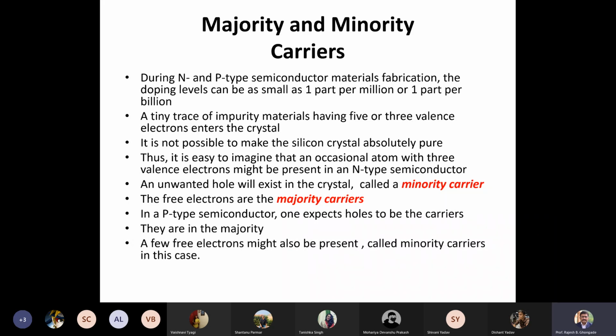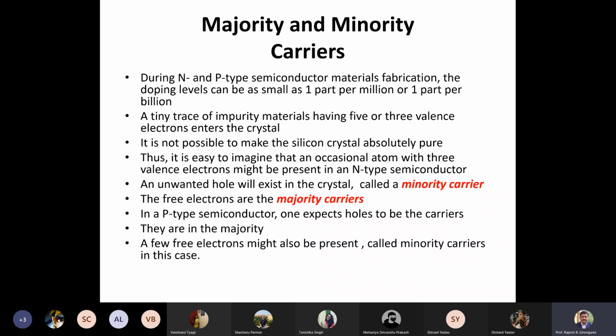So in n-type, we may have one atom, for example, which creates one hole, but the majority of the atoms are pentavalent, and so the electrons are in the majority, and electrons in n-type will be the majority charge carriers. What is this carrier? It is nothing but a charge carrier. So we have minority charge carriers and majority charge carriers. These very small quantities of holes will be called minority charge carriers in the n-type semiconductor, whereas in p-type semiconductor, electrons will be the minority charge carriers.